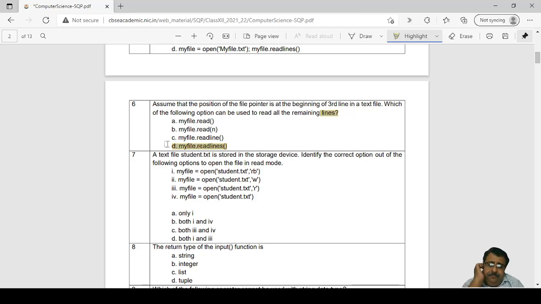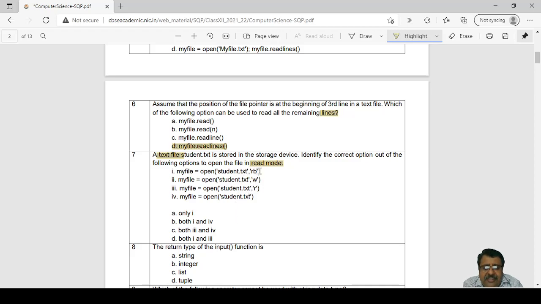Question number 7. A text file is stored. Now, identify the correct option to open the file in read mode. Right, now you can see that out of these 4, there may be more than one correct answer. First of all, we can see a text file is there, and we are opening the text file in the reading mode. These two are the key things which we have to see. And the file name is student.txt, that you can see it is common in all.